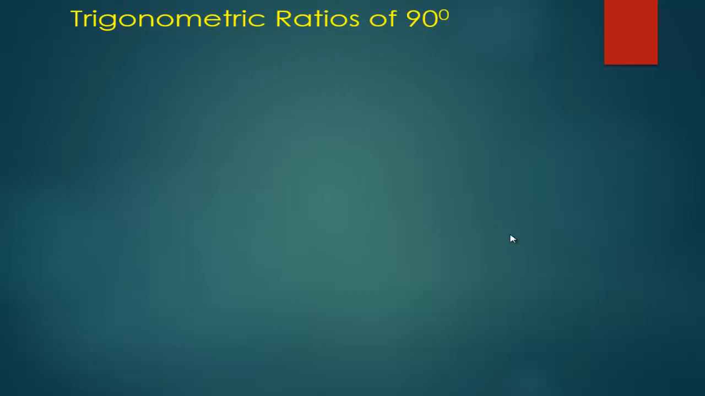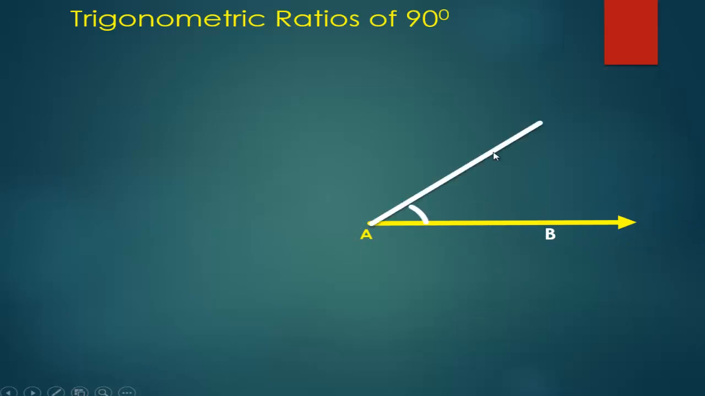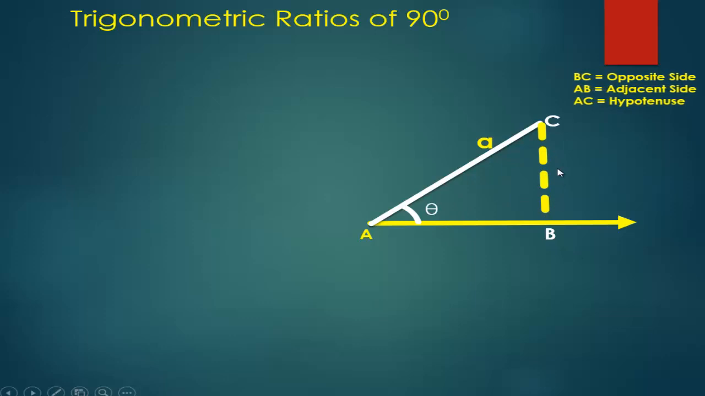Now, let us see the trigonometric ratios of 90 degrees. To find the trigonometric ratios of 90 degrees, let us take ray AB, and this is the line segment AC of length a making an acute angle with ray AB, and BC is the height from B. For this angle theta, BC is the opposite side, AB is the adjacent side and AC is the hypotenuse.